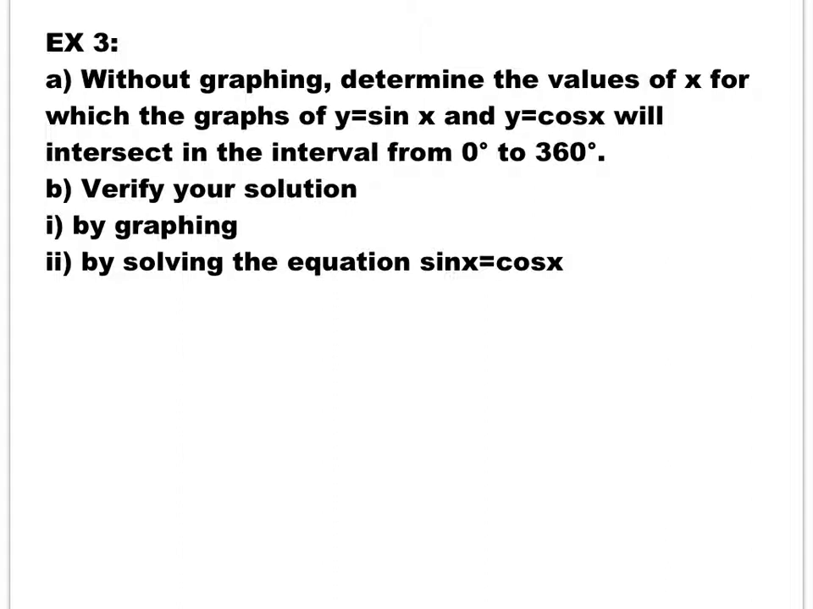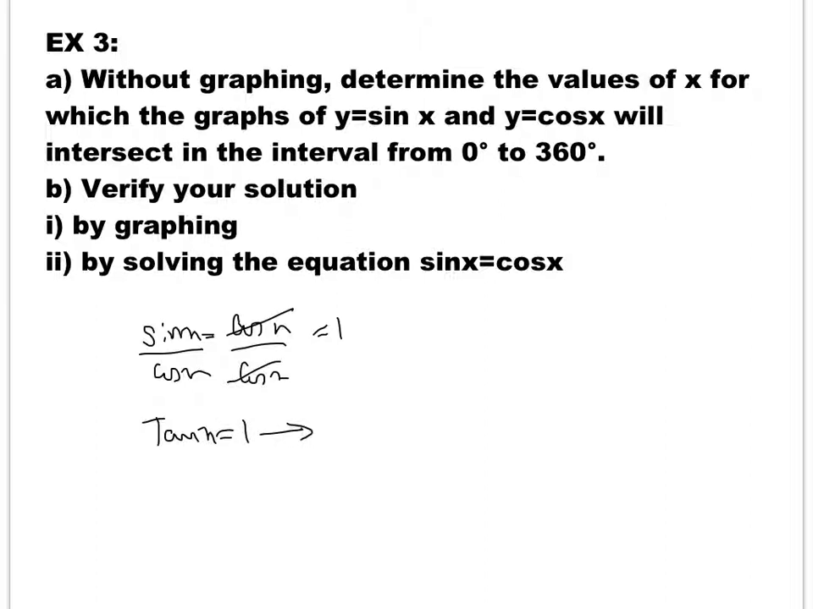Okay, so the first question, without graphing, find the values that make y equal sine x and y equal cos x intersect at the same point between 0 and 360. Verify the solution by graphing, by solving the equation. Now, to find the x values, I'm going to try to solve it first. So I'm going to say sine x is equal to cos x. I'm going to divide both sides by cos x. This one goes with this one, so I get 1. And this one is tan x is equal to 1.